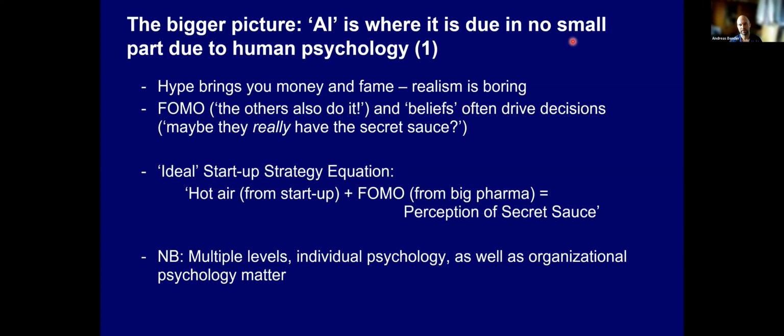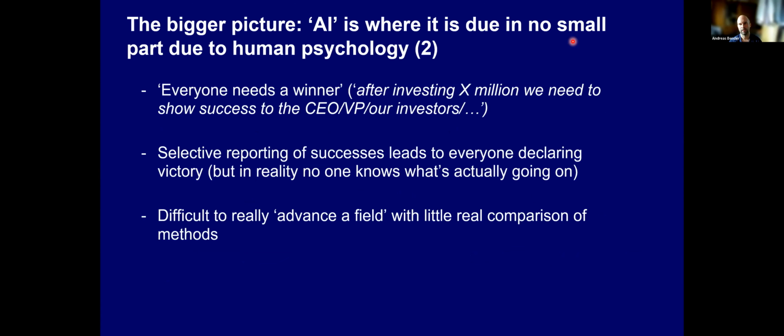And there's multiple levels, individual psychology as well as organizational psychology, that matter. And that's not different from when you were 16 probably, as well as being in a big pharma company. There's lots of drivers that go beyond science actually, that lead to decision making in a company. Everyone needs a winner as well. So imagine you're the vice president in a company, you get 20 million to invest into AI, and then a year later or 5 years later, the CEO comes back and asks you, what did you achieve? It's unlikely that you will say nothing worked. So everyone needs a winner, right?